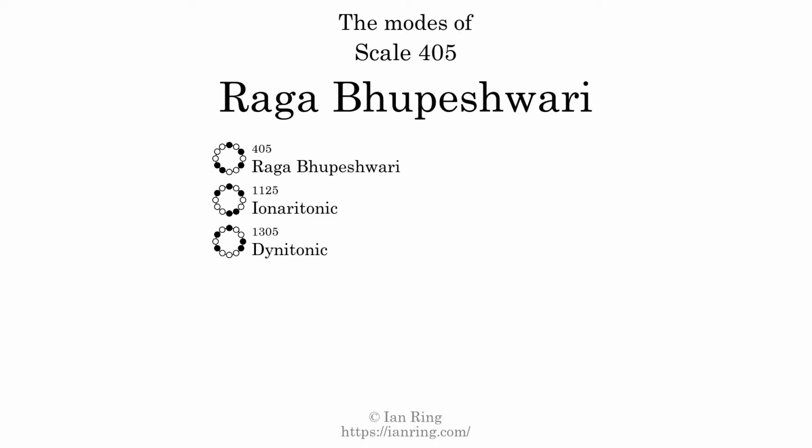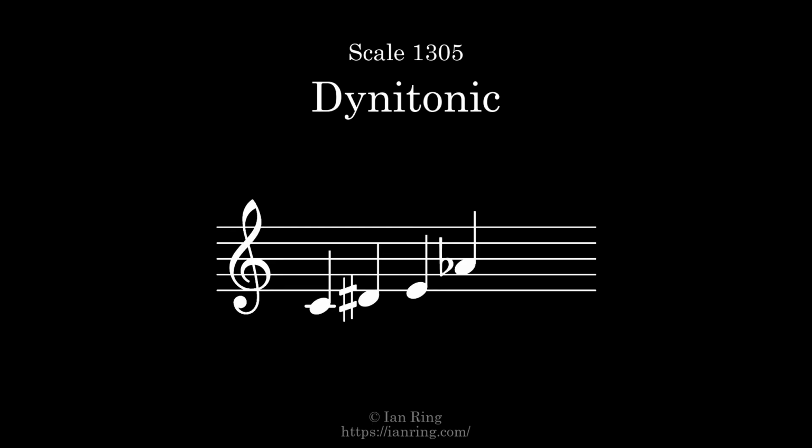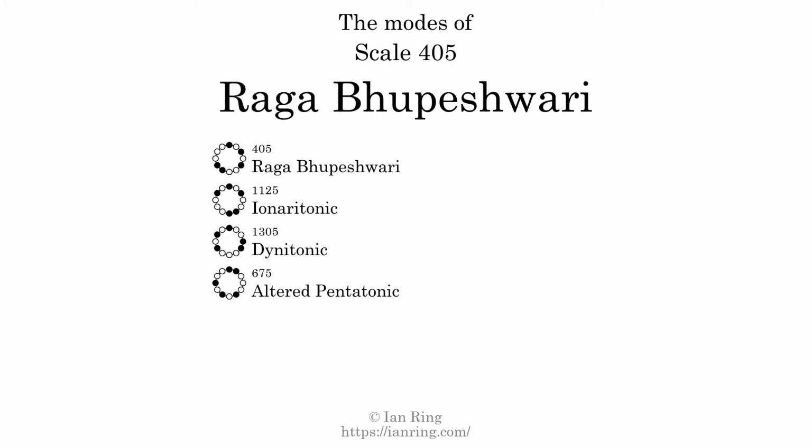The third mode is scale 1305, also known as diatonic. It sounds like this. The fourth mode is scale 675, also known as altered pentatonic. It sounds like this.